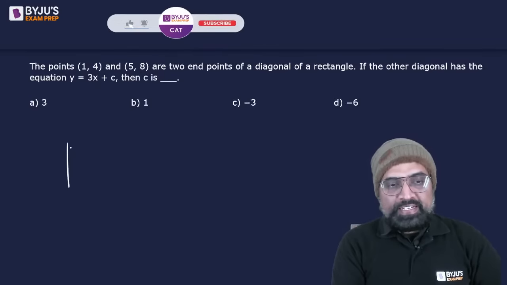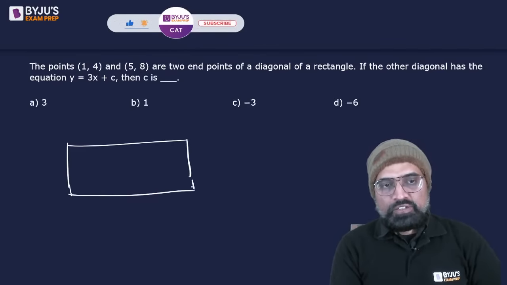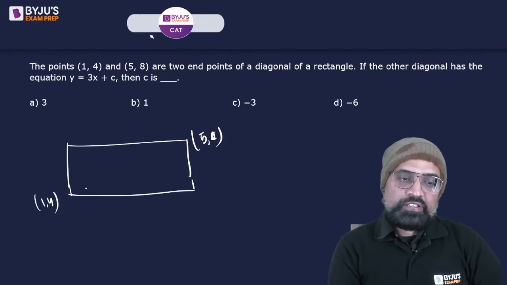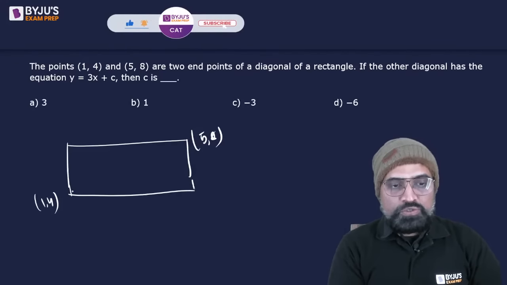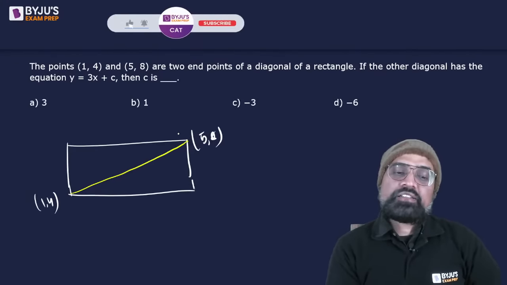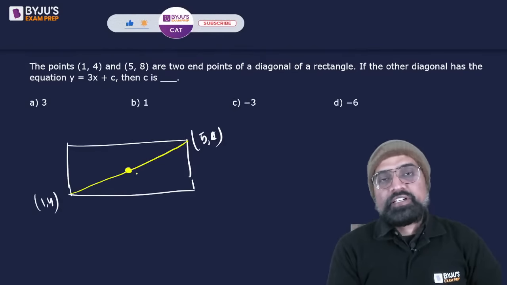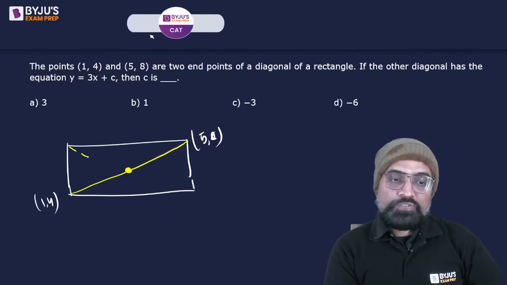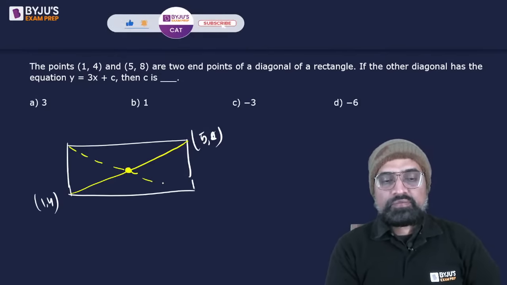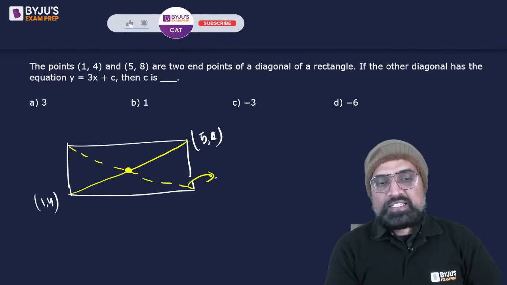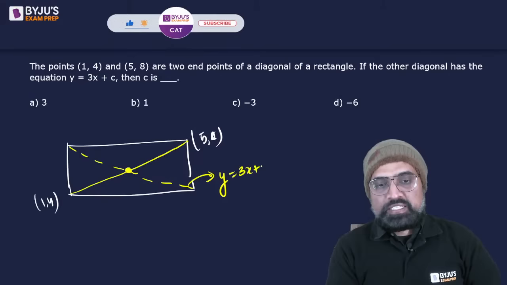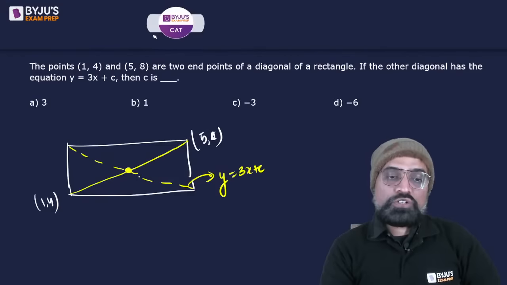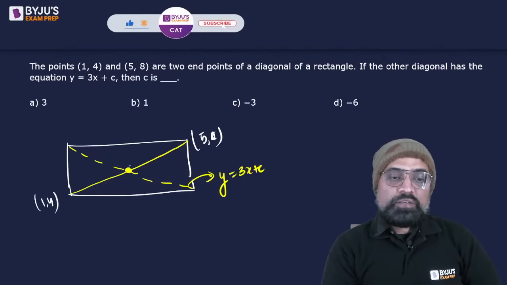So if we have a rectangle whose endpoints of the diagonal are given, and we join these two vertices, then the midpoint is also going to be the midpoint of the other diagonal. So if the other diagonal has the equation y = 3x + c, it should also satisfy the midpoint value.